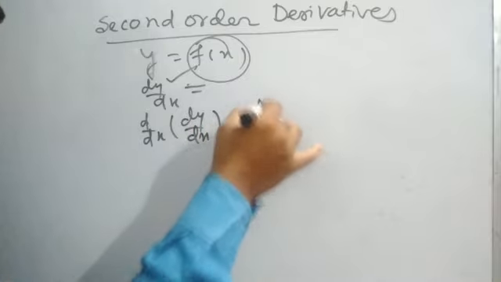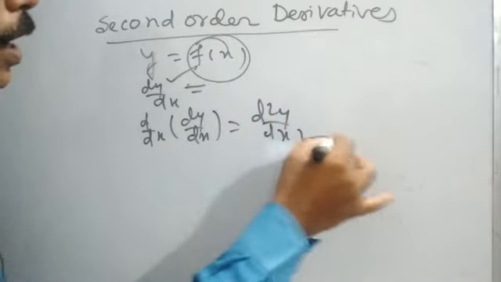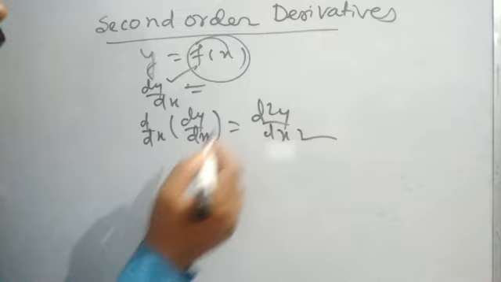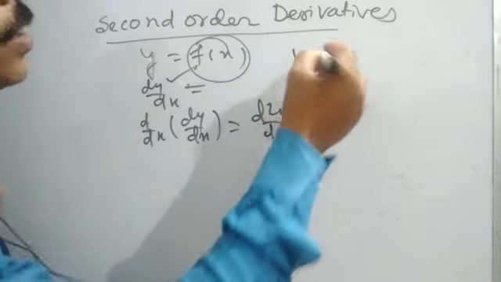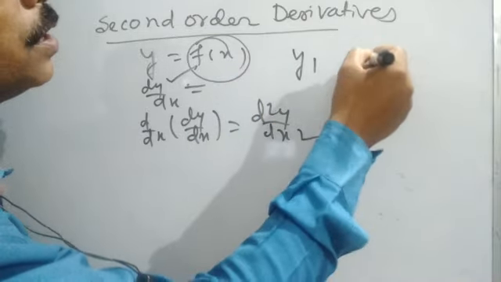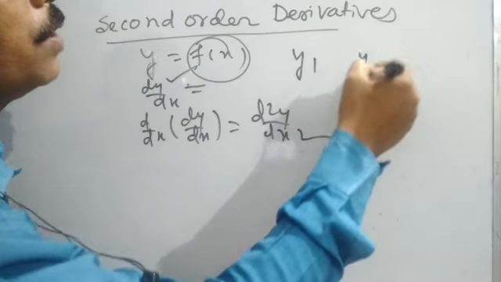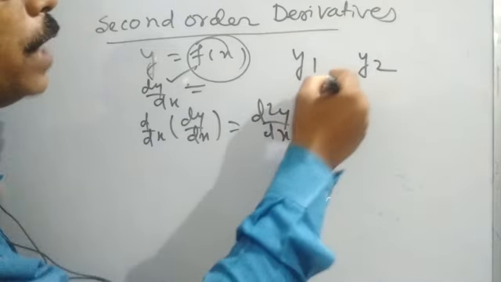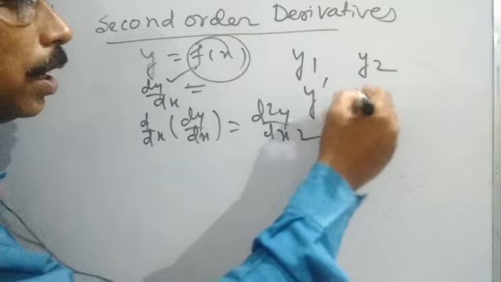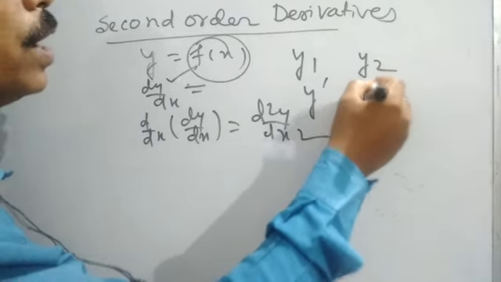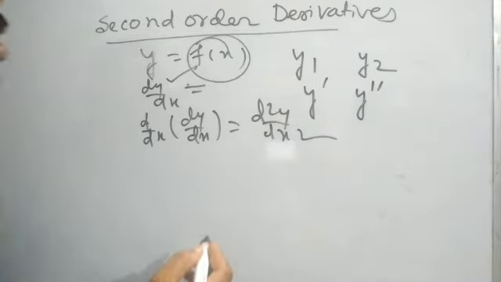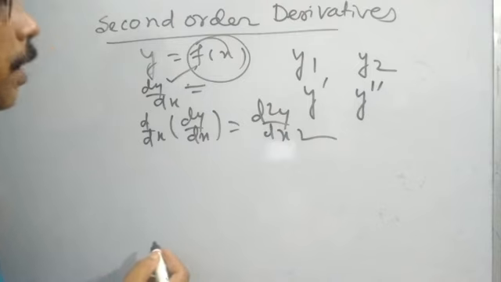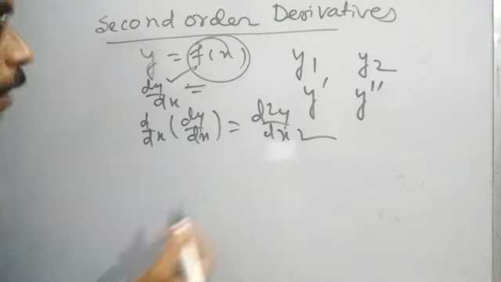This can be written as d2y by dx2. That is a second order derivative. If y1 is considered the first order derivative, then the second order derivative can also be represented as y2. Similarly, if y dash represents the first order derivative, then you can represent y double dash for the second order derivative. So I explained about it.